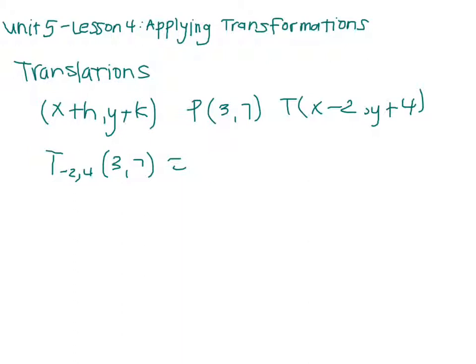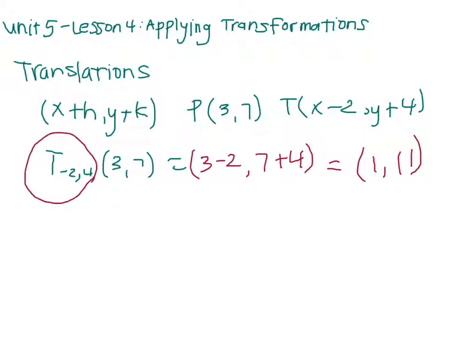So moving forward, I can do x and then my h value. So we got 3 minus 2, and then y, and then my k value is 4. So we have 7 plus 4. And I find out that the new translated point is at 1, 11. So this little marking right here told me exactly what I was supposed to be doing and how I was supposed to do it. I'm going a little backwards here.